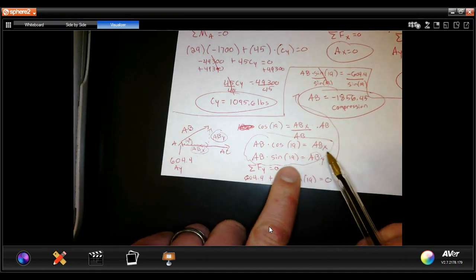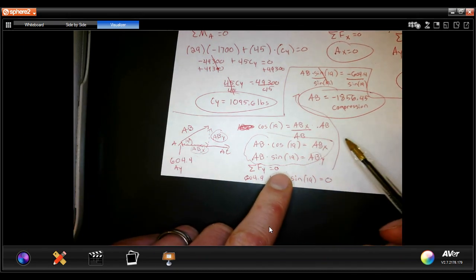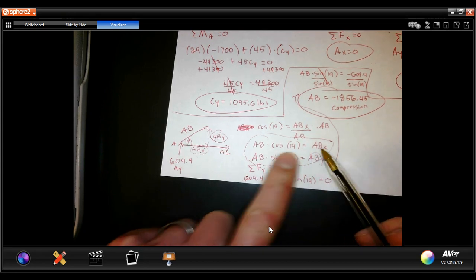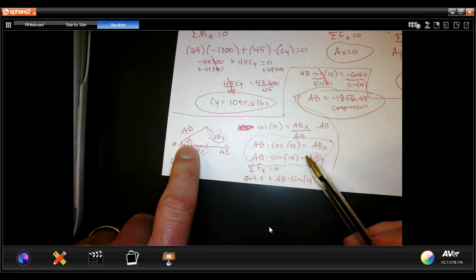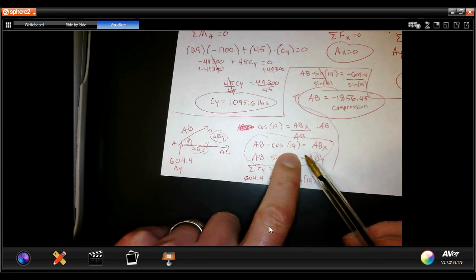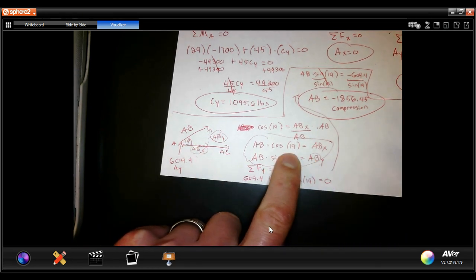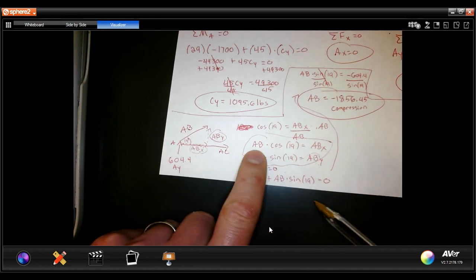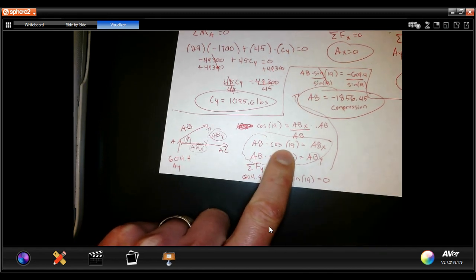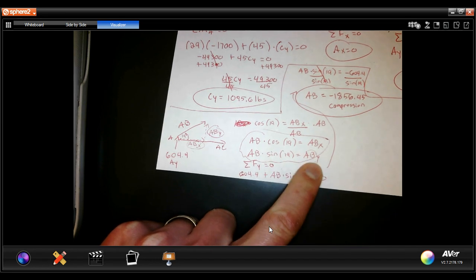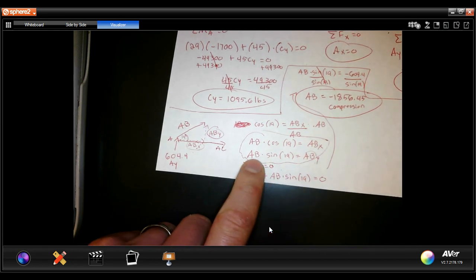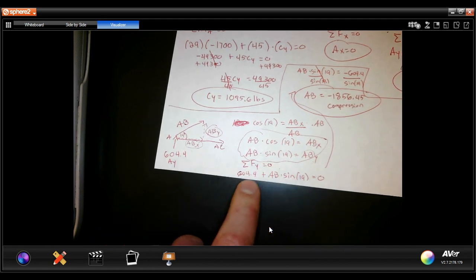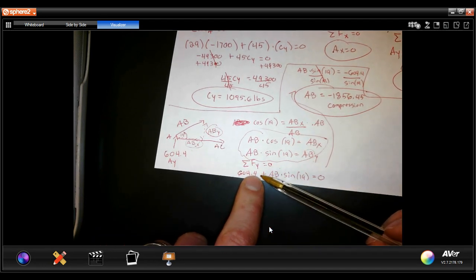And these equations are going to be the same basically every single time, except, instead of cosine 19, you replace it with whatever angle you get. So your question is going to look different. It's obviously not going to be 19. It's going to be something different, but ABX is still equal to AB times the cosine of whatever angle you get. ABY, likewise, is equal to AB times the sine of whatever angle you get. And then you sum the forces in the y direction.